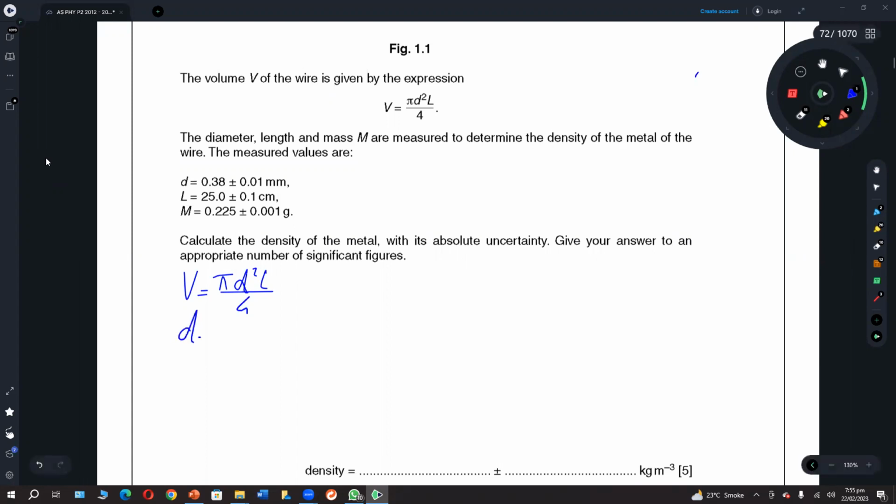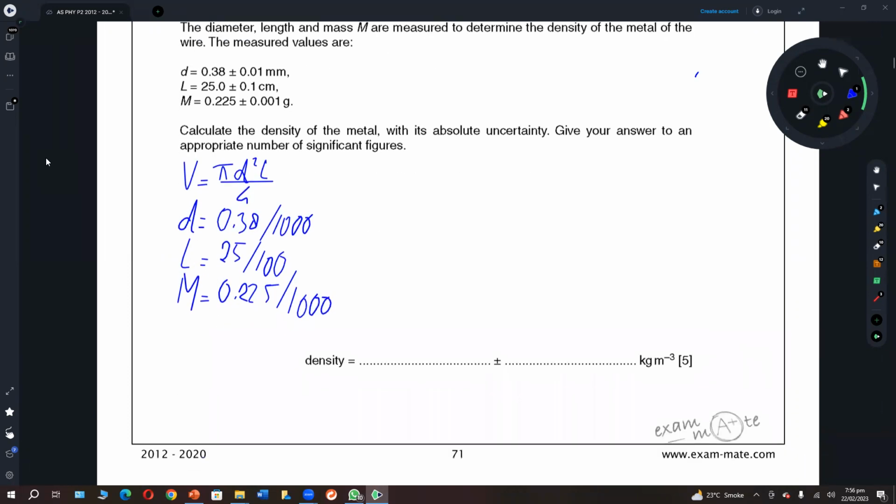So this is the formula. You have to put D as 0.38 divided by 1000, and L is 25 divided by 100. Unit conversion is given every time. Then 0.225 divided by 1000. You need to put them all, and you need to find the volume.